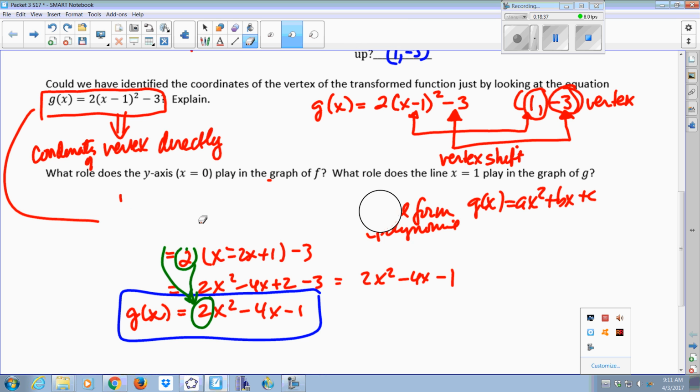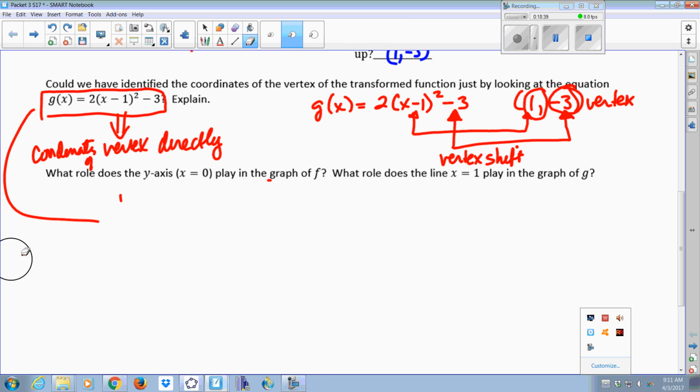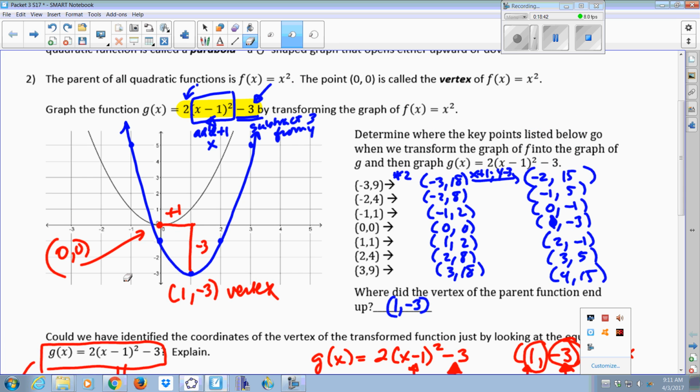So the next question in the preview activity said, what was the role of the vertical line x equals 0, which is this line right here? What is the role of this in our parent function, and what is the role of x equals 1 in our transformed function? So what role does each of these two vertical lines play in terms of the parabola?